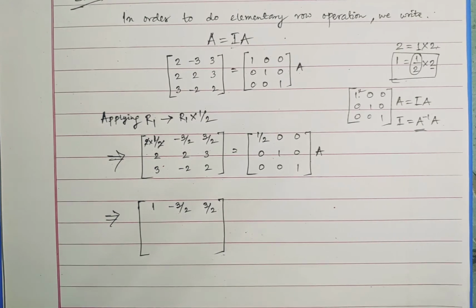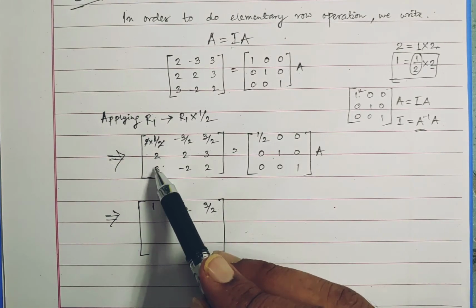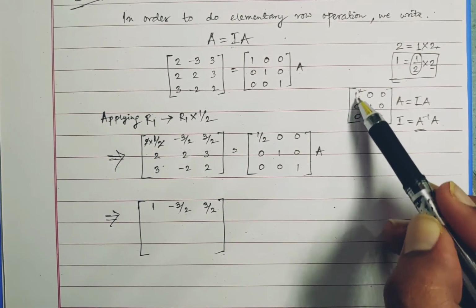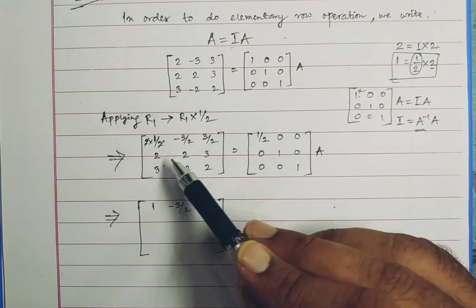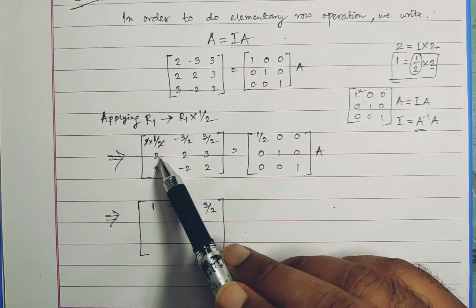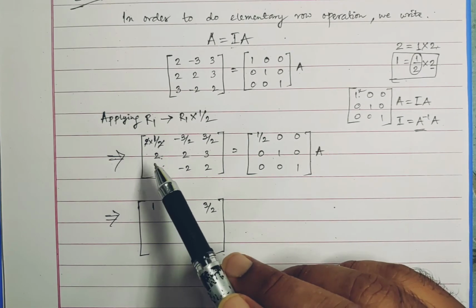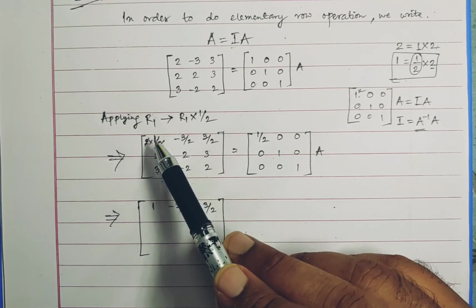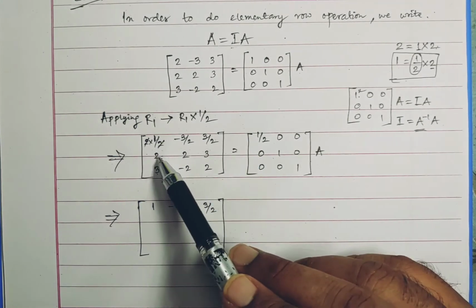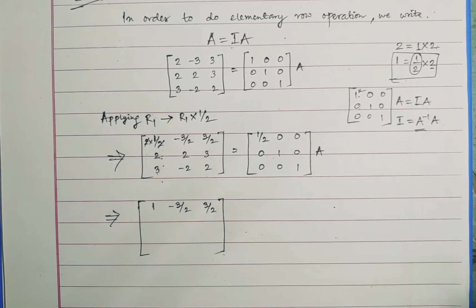I already got 1 in here. Now my main concern is these two. I told you to look at column 1, right? I have to make these two 0, but I can only make these two zeros with the help of this one. With the help of row 1, I have to make this one 0. So what will be our operation?